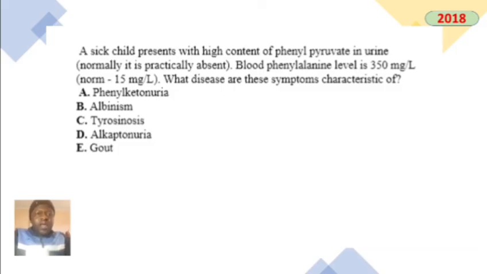A sick child presents with high content of phenylpyruvate in urine. Normally, it's actually absent. Blood phenylalanine level is 350 milligrams per liter. Normally, it's 15 milligrams per liter. What disease are these symptoms characteristic of? We are talking about phenylketones in urine. So phenylketonuria, PKU. This phenylpyruvate in urine is normally absent, but if the patient has PKU, then you find it. The enzyme usually absent here is phenylalanine hydroxylase, which converts phenylalanine to tyrosine.